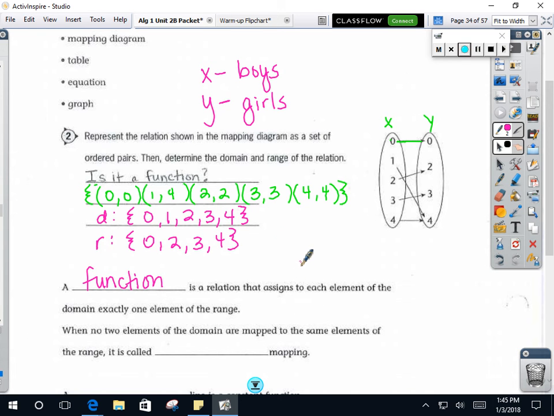Who cheated? Girl 4. Because girl 4 went on a date on Friday night with boy 1, and then on Saturday night she went out with boy 4. So she's a cheater. But in the math world, it's okay for girls to cheat. Okay? Guys cannot. If a guy cheats, it's not a function. If a girl cheats, it's okay though, so this one's still a function because only a girl cheated.